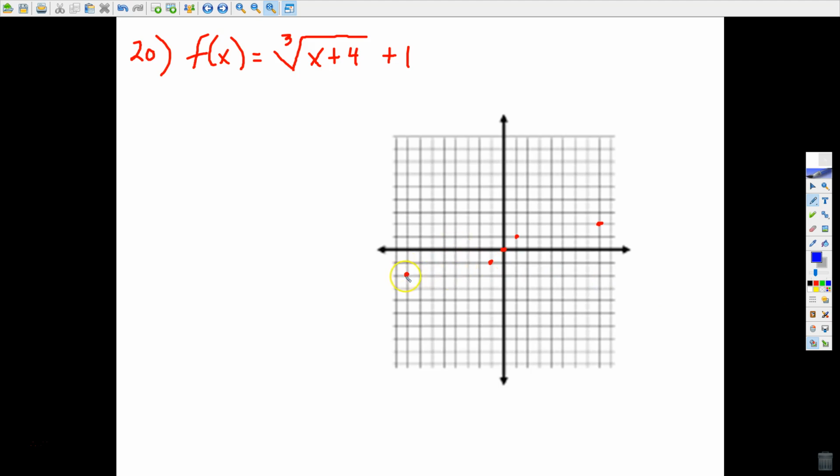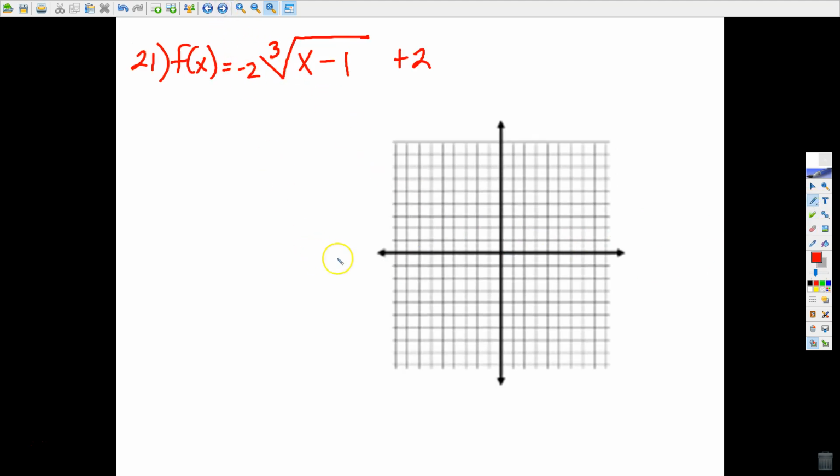Alright, so if I go left 4, I'm just going to approximate, and up 1, I'll say that's there. 1, 2, 3, 4, up 1. And the blue dots, just draw a curve through those. And that represents a translation of the parent function y equals the cube root of x. And you're done. Okay, one more.